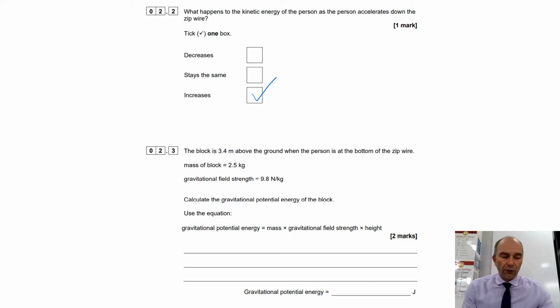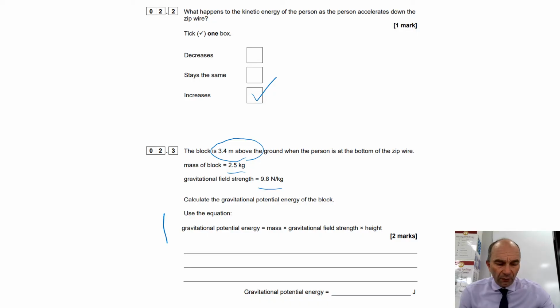And then question 2.3, bit of a maths question, but this one's nice to you because they actually give you the formula. So here we're just going to substitute the numbers that we've got. So we've got a starting height of 3.4 meters above the ground. You're given the mass of the block, and in all these questions they always give you the gravitational field strength of 9.8 newtons per kilogram. We've got to calculate the gravitational potential energy of the block, and we need to use the equation.